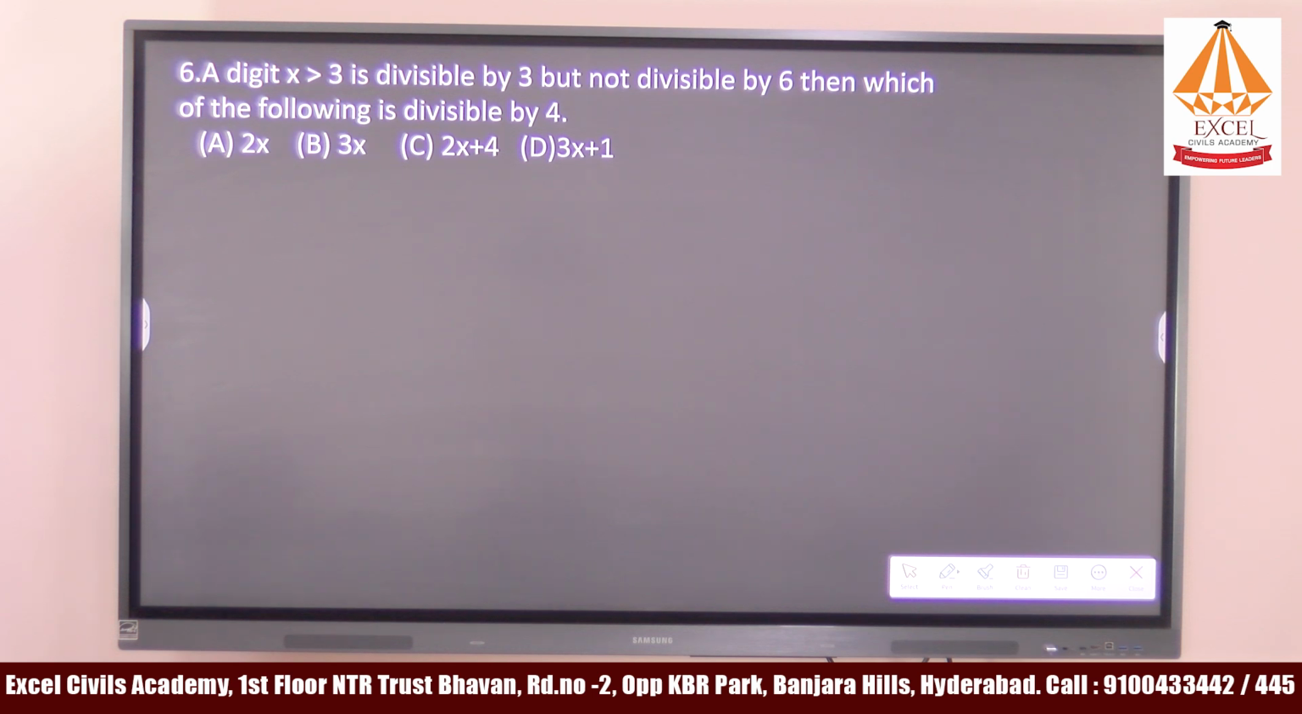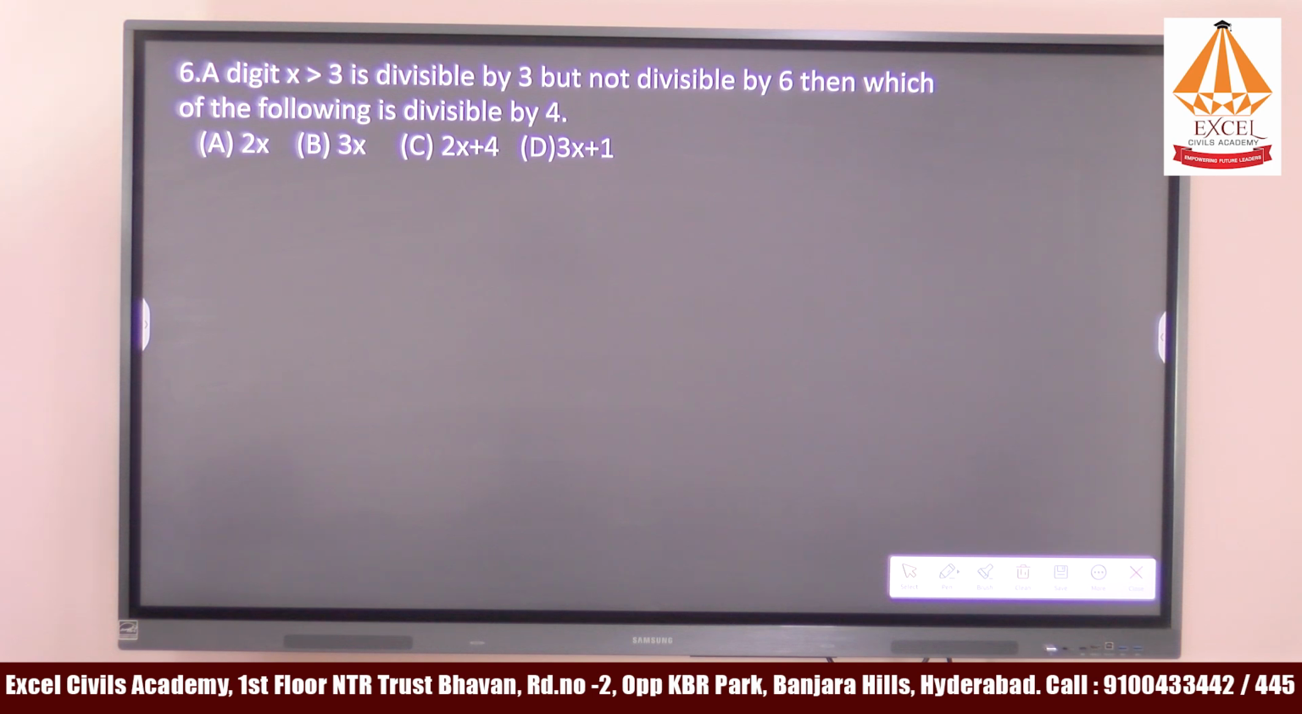What value can we assume for x? Take the conditions one by one. Assumption-based questions are very simple. Don't leave this type of question. You take one by one.